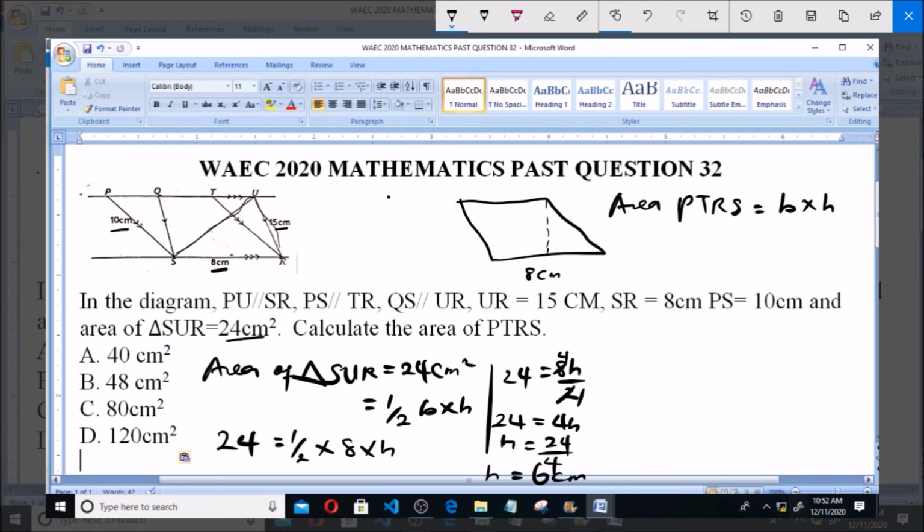So the height now is 6 centimeters, the height of this triangle, which is equivalent to the height of the parallelogram. So the area of PTRS will be equal to 8, which is the base, times the height, which is 6, and that is equal to 48 centimeter square. So 48 centimeter square is option B.